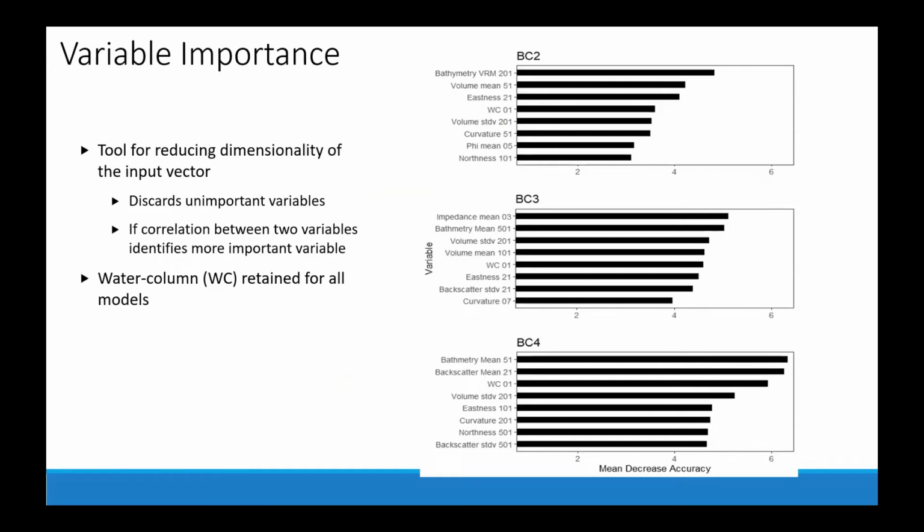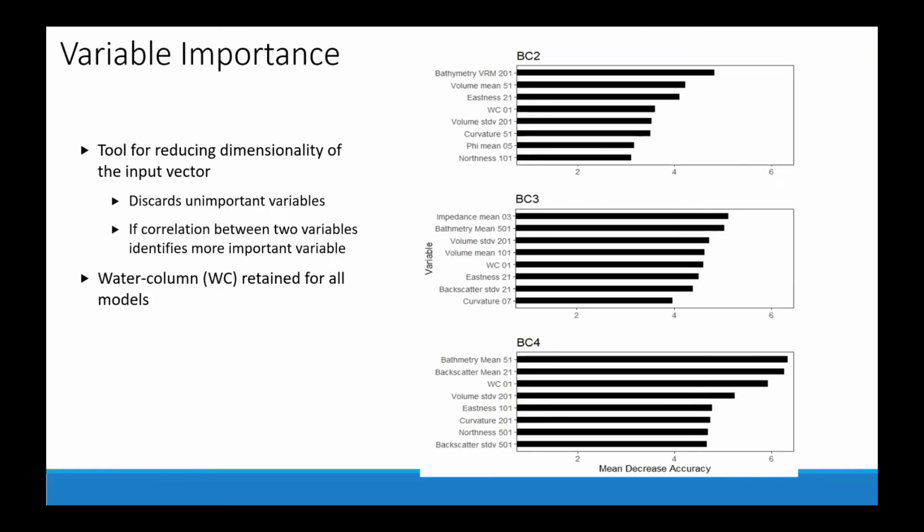Another thing to note is that we assessed all of our variables included in the model using variable importance, which is the primary reason we use random forest, because it provides a metric of variable importance called mean decrease in accuracy. So essentially, the higher the value of mean decrease in accuracy, the more, if it was removed from the model, it would affect the overall accuracy. So we use this to discard unimportant variables.